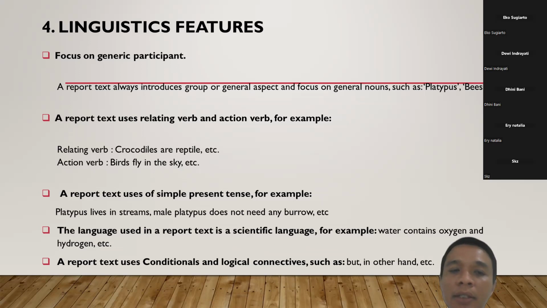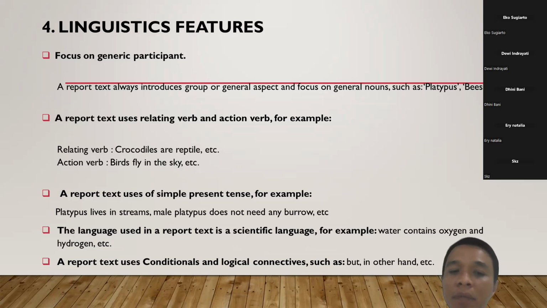And then the second one in linguistic features, a report text uses relating verbs and action verbs. For example, relating verb: crocodiles are reptiles. So the verb has a correlation with the class of the noun or thing. As you can see, crocodiles are a class, the class of reptiles.